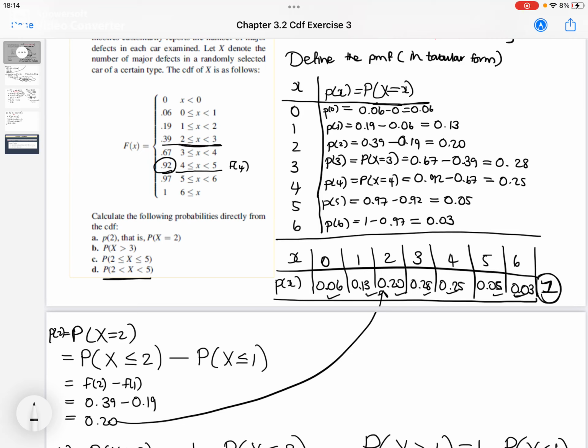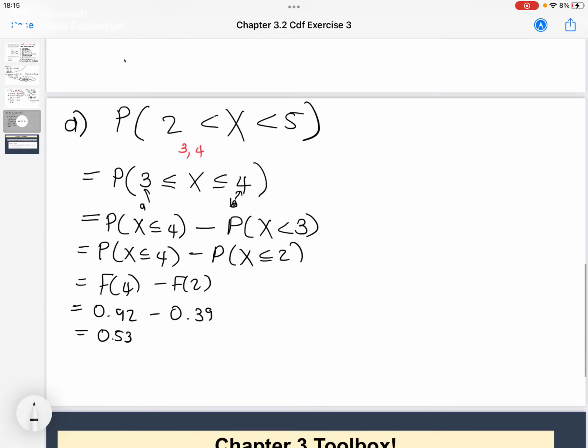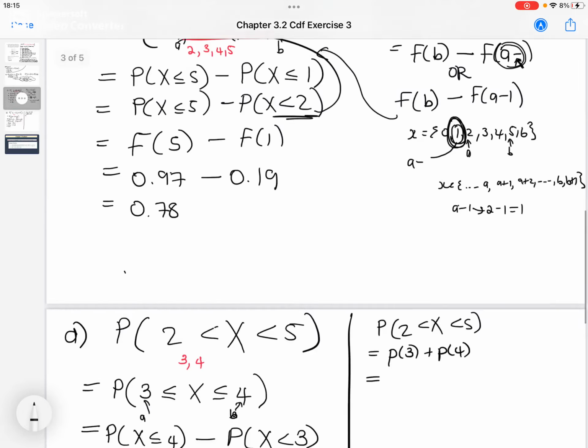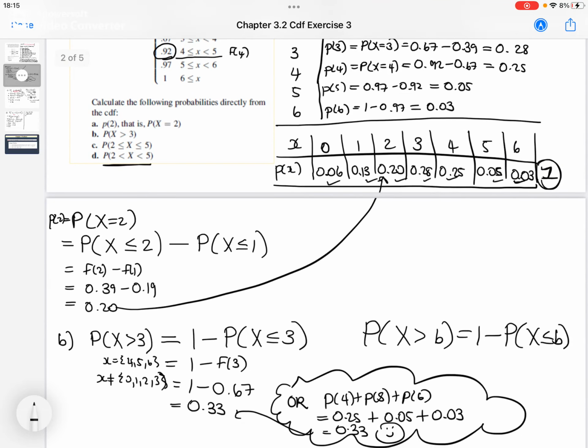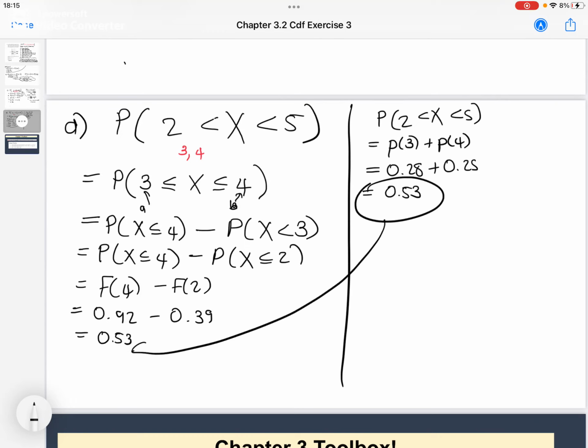And F of 2, where is 2 included? In this row here, F of 2 is 0.39. So F of 4 minus F of 2 is 0.92 minus 0.39. That is equal to 0.53. Now, if you want to verify that you did it correctly, we can also use the PMF. So the probability of x greater than 2, less than 5, is exactly the same as P3 plus P4. P3 is equal to 0.28. P4 is equal to 0.25. 0.28 plus 0.25 equals 0.53. We have exactly the same answer.